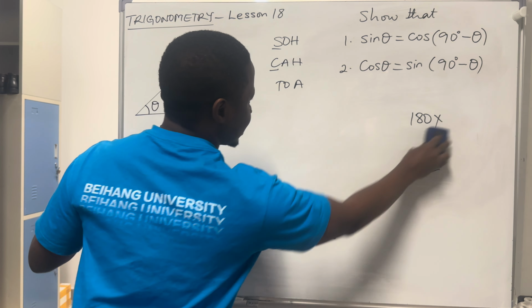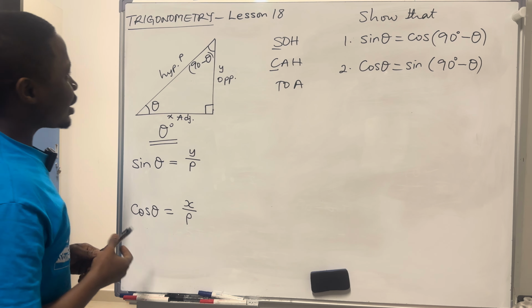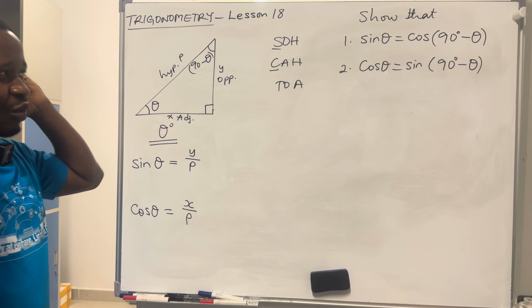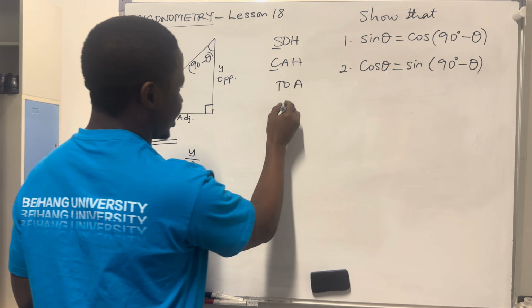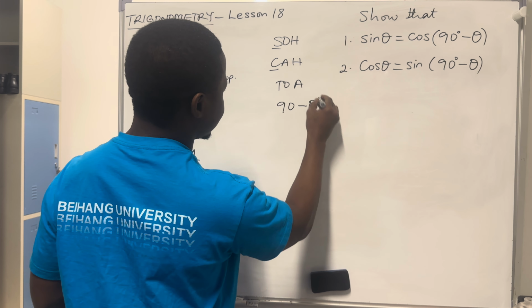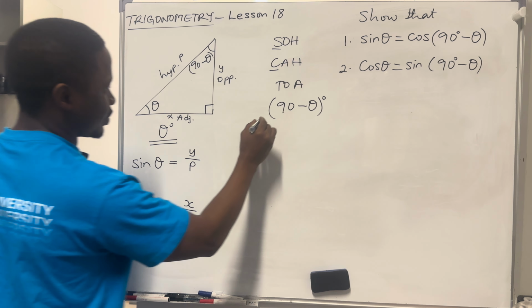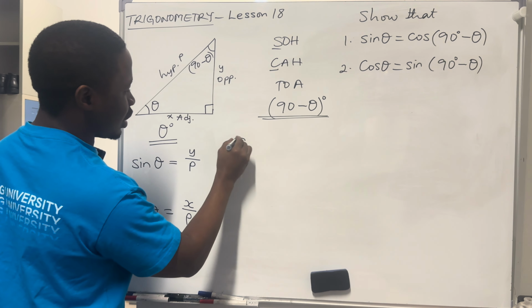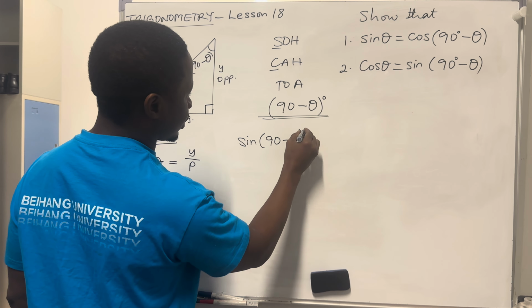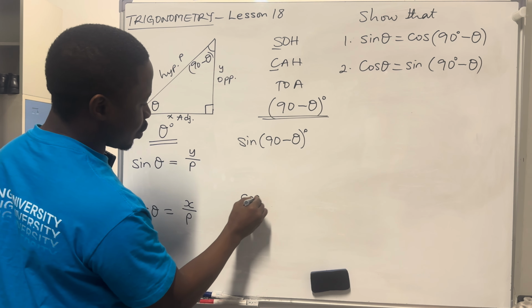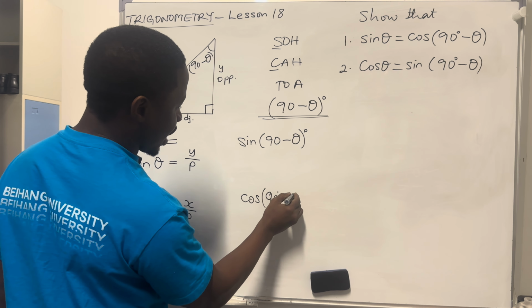Okay, so let's see again. We are done with theta. Now let us forget about theta. We are considering 90 minus theta. 90 minus theta is what we are considering now. Do not forget. So let us find sine 90 minus theta. Let us find cos 90 minus theta.